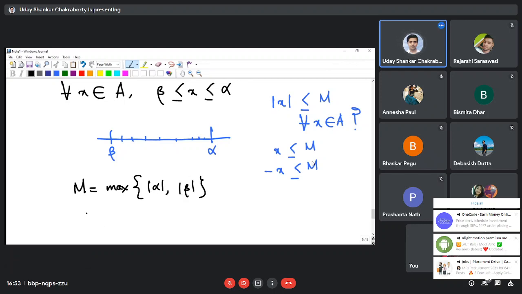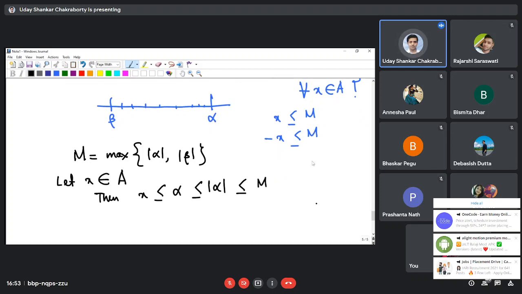Let's check now. Take any x from A. If x belongs to A, then you know that x is less than or equal to alpha. Alpha is always less than or equal to mod alpha, and mod alpha is less than or equal to m, because m is the maximum of mod alpha and mod beta, so it has to be greater than or equal to mod alpha.